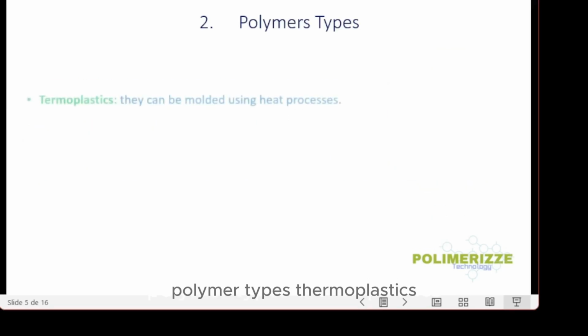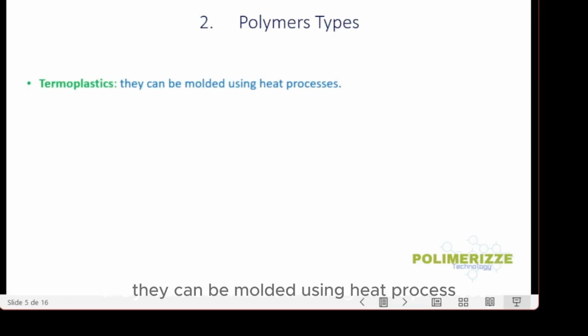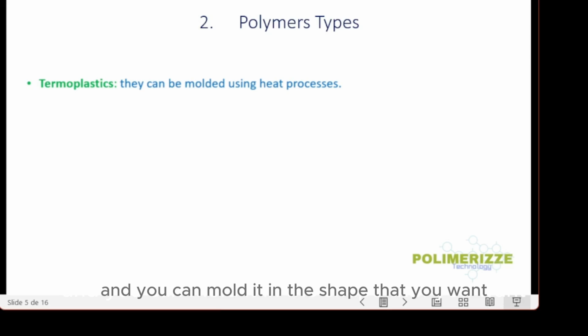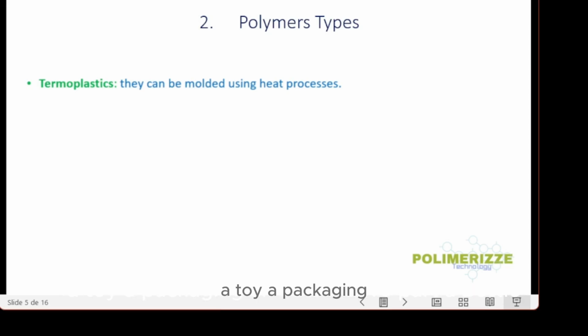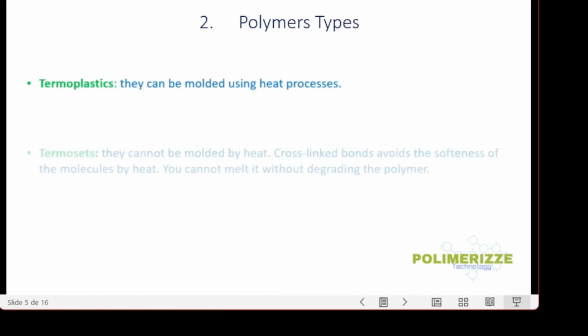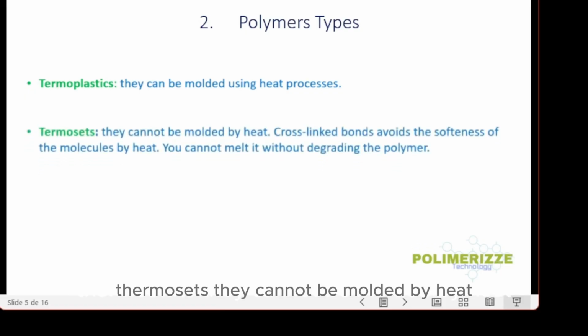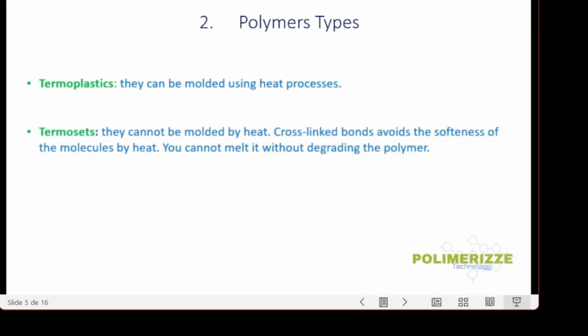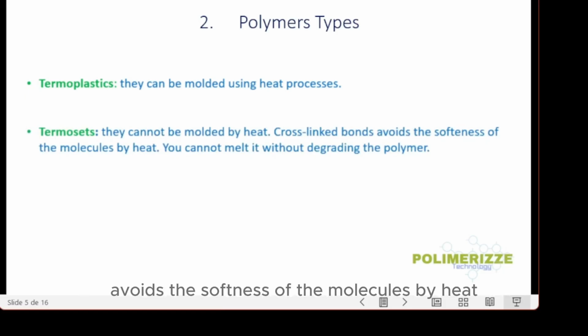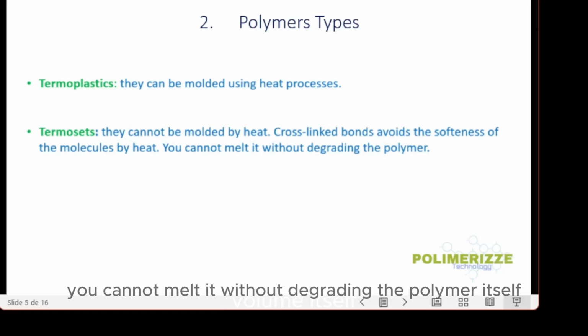Polymer types. Thermoplastics. They can be molded using a heat process. Those can be melted with temperature, and you can mold them in the shape that you want: a toy, a packaging, an automotive part, a bottle. Thermosets. They cannot be molded by heat. Cross-linked bonds avoid the softening of the molecules by heat. You cannot melt it without degrading the polymer itself.